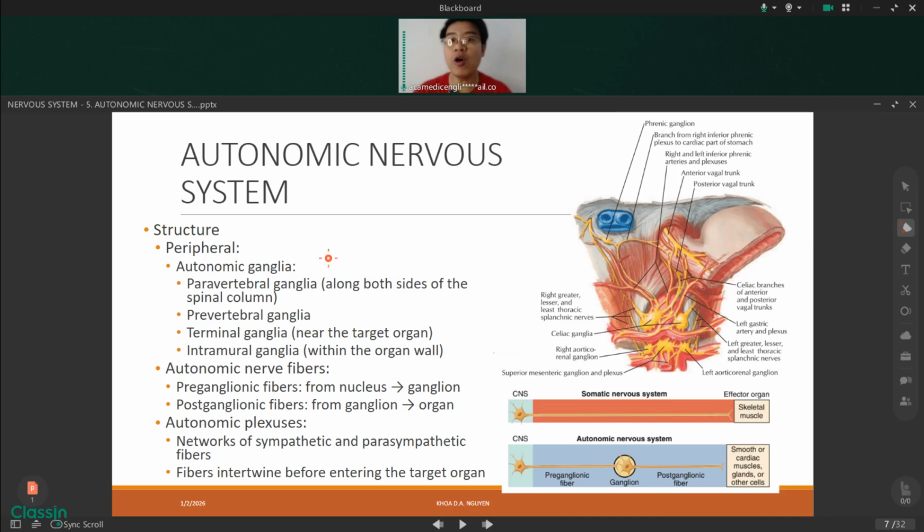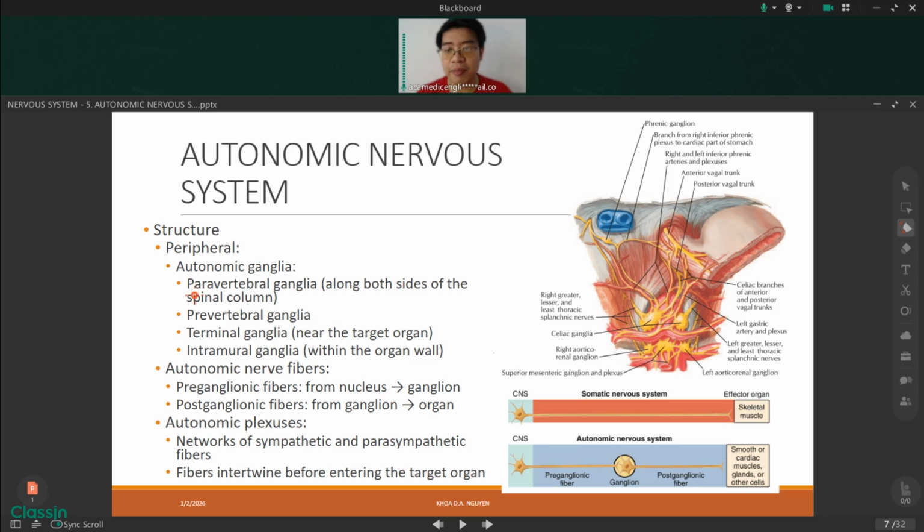But for both the SANS and PANS, which is the sympathetic and parasympathetic, there are ganglia. What is a ganglion? A ganglion is a collection of cell bodies of neurons outside of the central nervous system, and those are ganglia. So for both the sympathetic and parasympathetic nervous system, you still have ganglia. And there are different types of ganglia; it really depends on which system you are talking about.